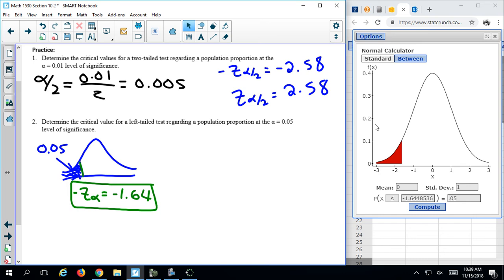If it was a right-tail test, I would use alpha as the area to the right, and I wouldn't divide it by 2 because I don't have 2 tails. I just have one tail.